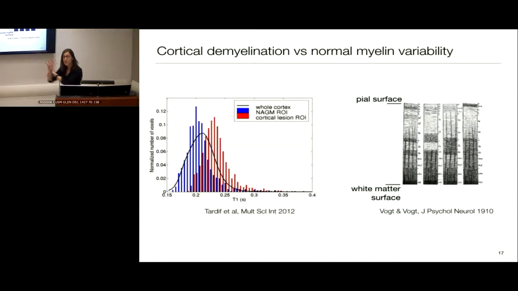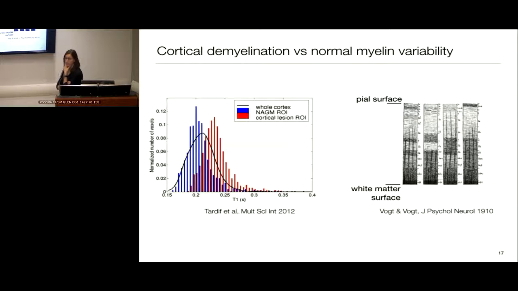Basically, I had about 10 different cortical lesions, and I drew ROIs in those lesions and in the neighboring normal appearing gray matter. Okay? And so you see those histograms there in blue and red, and yes, they do overlap a bit. So this could explain some difficulty in delineating or detecting these lesions.